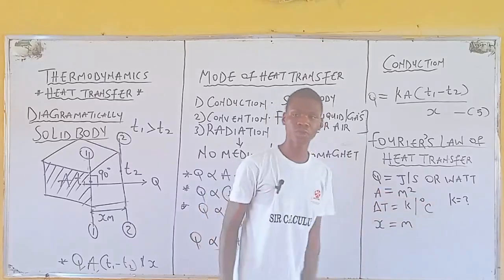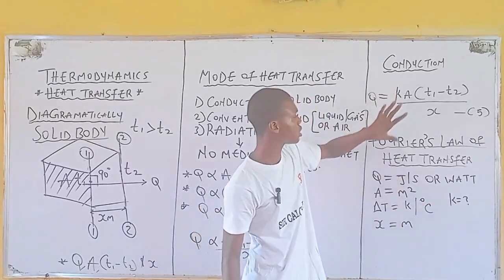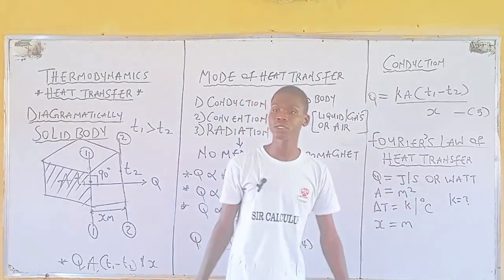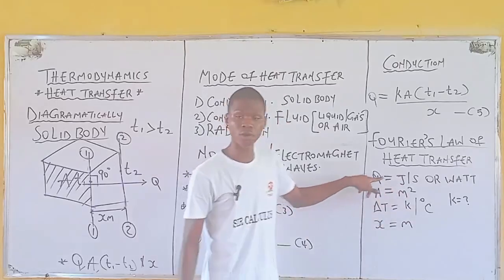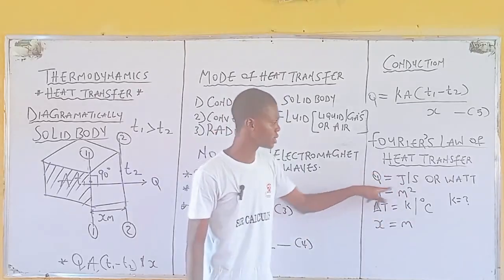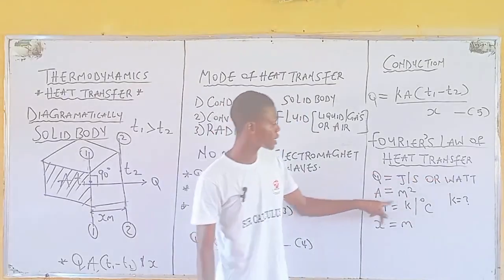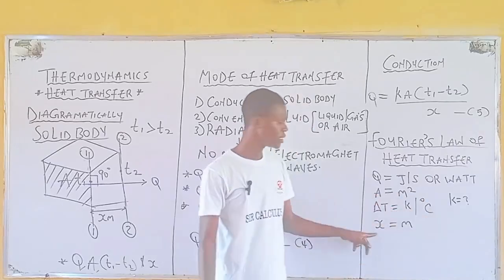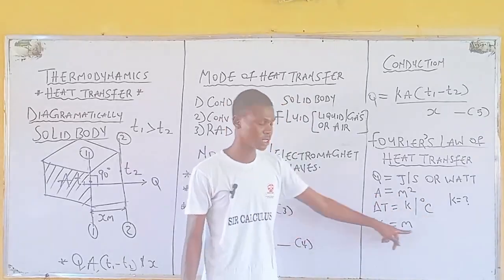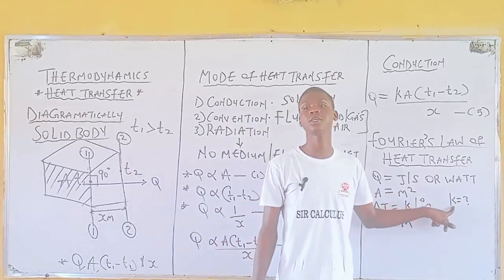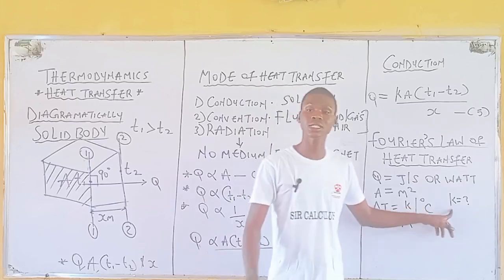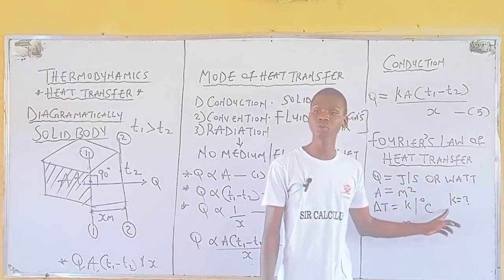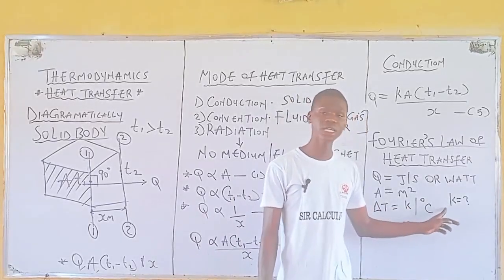Now let's get the unit of K by substituting the parameters in terms of units. This is the unit of Q, the rate of heat transfer. This is the unit of area, meter square. This is the unit of change in temperature, Kelvin or degree Celsius. This is the unit of x, distance, a meter. The question now is, what is K? K is called the thermal conductivity. So how do we get the unit of K?